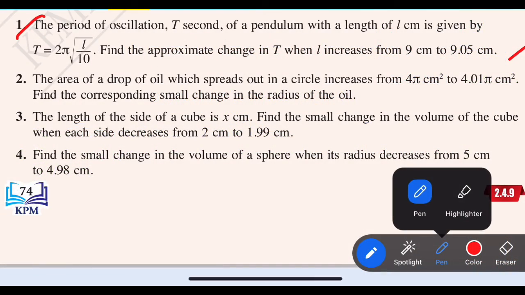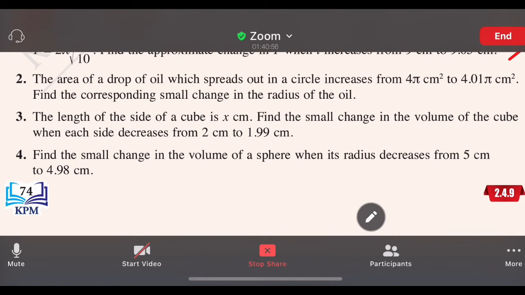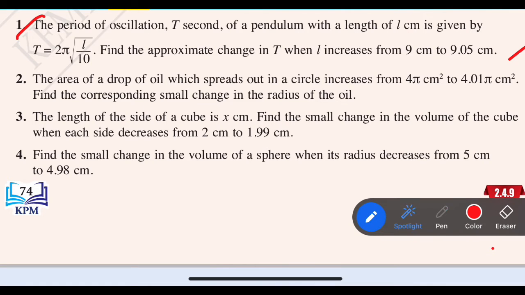Hello guys, today I would like to discuss the application of differentiation. So let's see question number 1. The period of oscillation t seconds of a pendulum with a length of L centimeters is given by t equals 2 pi square root of L over 10. Find the approximate change in t when L increases from 9 centimeters to 9.05 centimeters.